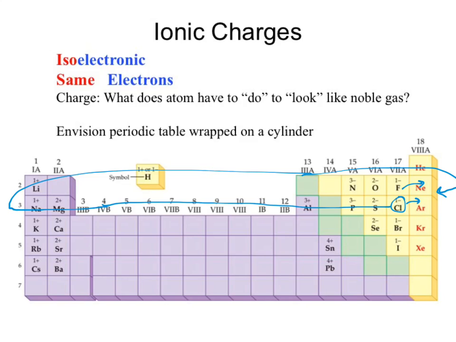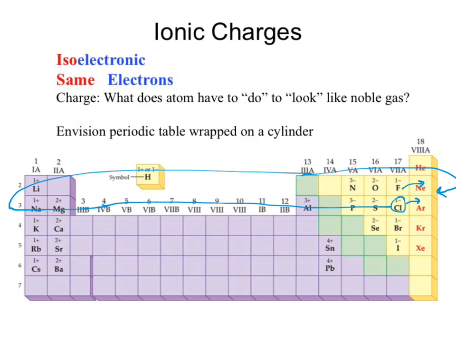How could you figure that out quickly? How many electrons does chlorine start with? 17, according to its atomic number. If I want to get it to look like neon, how many electrons does neon have? 10. How many electrons do I need to get rid of? 7 to do the math. Okay? So which is easier, lose 7 or gain 1? Gain 1, what happens? Chlorine gains 1 electron.